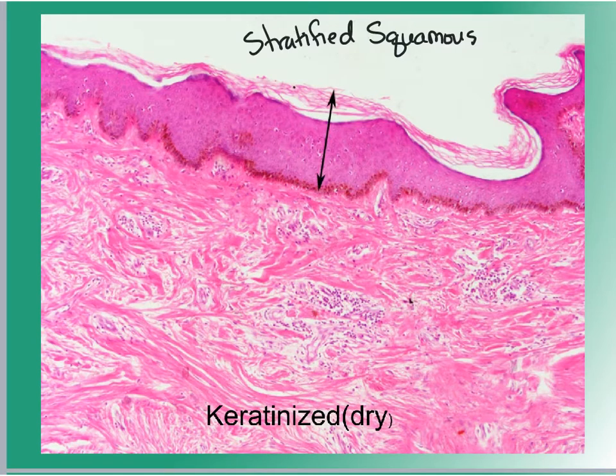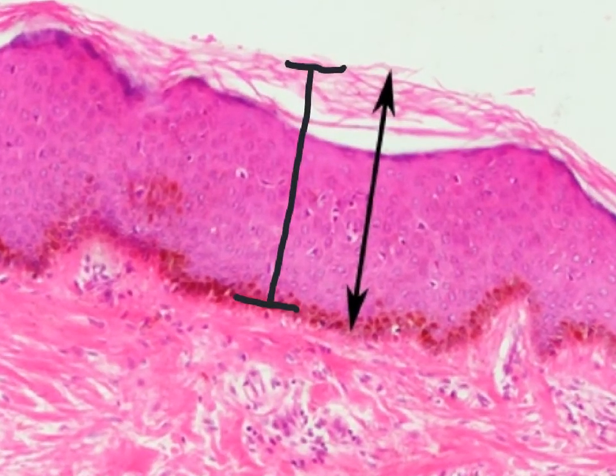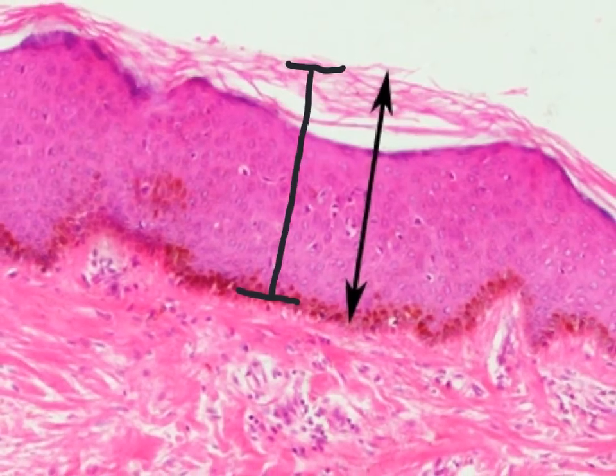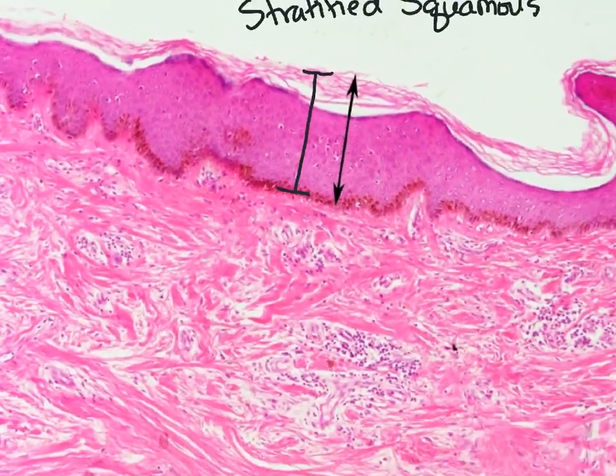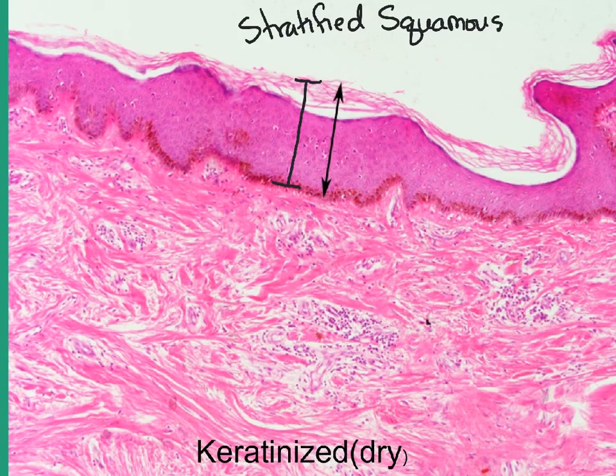All of this, from arrow tip to arrow tip, is stratified squamous. If we were actually looking at this underneath the microscope, we could zoom in and have much better resolution, and you could see that those cells are squamous in shape. That's something that you'll be doing for lab. But that's all stratified squamous.